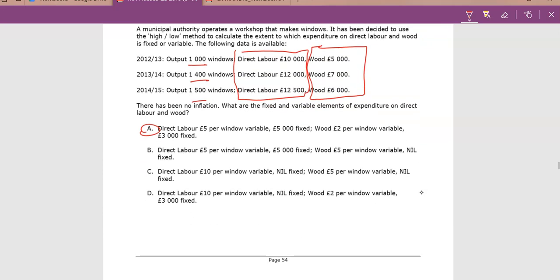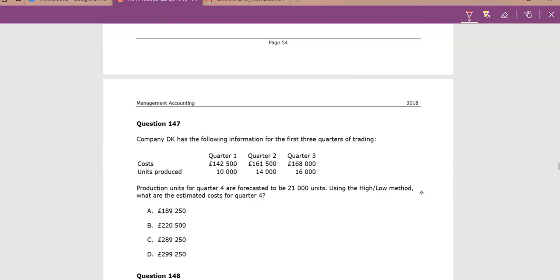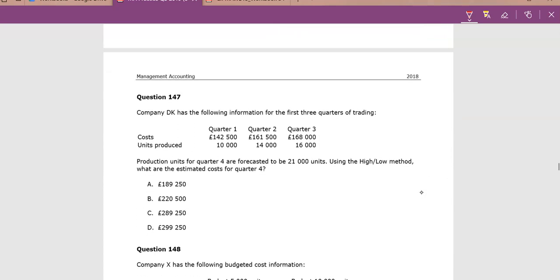If we move on very quickly to 147, here's a similar scenario, but this time they want us to do a forecast for 21,000. So they give us information again, using the high-low method. We're going to be using that.